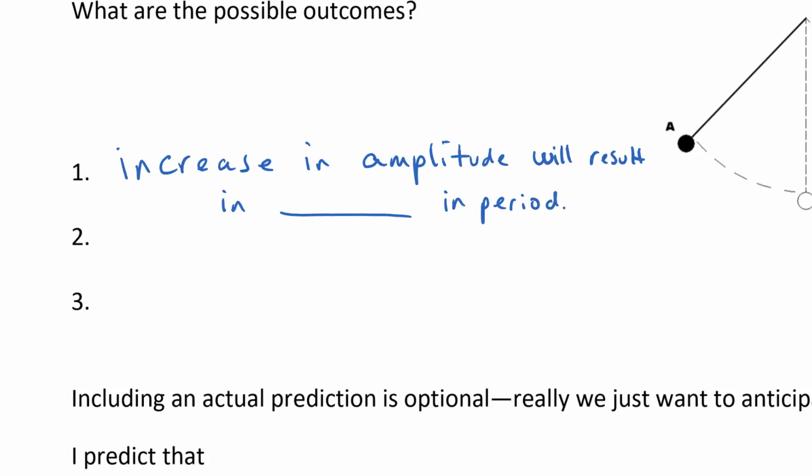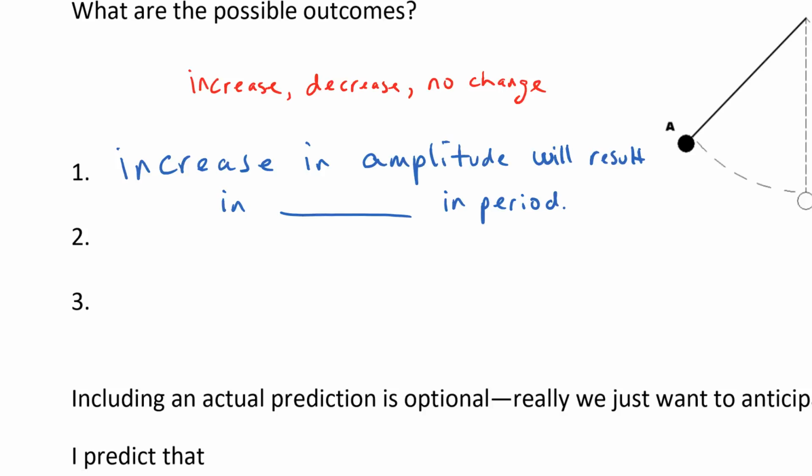So, three different possibilities, I guess. You could say an increase in period. What would that look like? It would take a longer period of time to get back and forth. A decrease in period, which means it would do the back and forth more quickly, or no change. So consider now what your answer is and put one in there. Make a prediction.